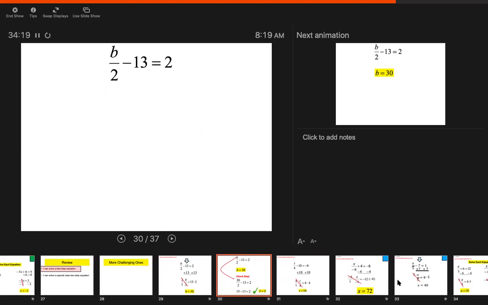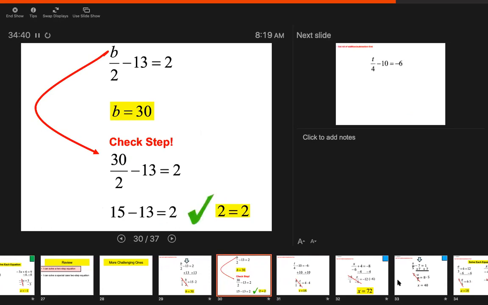Remember, we're claiming the answer is 30. Maybe this is the one you're unsure of. We can do a check step. We throw 30 in for B. What is 30 divided by 2? 15. Minus 13. 2. Those are the same. That's how we know it was the right answer.